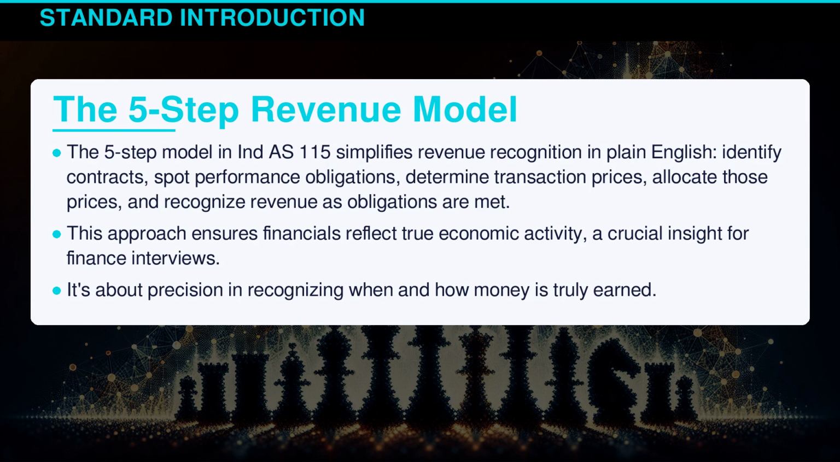The five-step model in Indian Accounting Standard 115 simplifies revenue recognition in plain English. Identify contracts, spot performance obligations, determine transaction prices, allocate those prices, and recognize revenue as obligations are met. This approach ensures financials reflect true economic activity, a crucial insight for finance interviews. It's about precision in recognizing when and how money is truly earned.